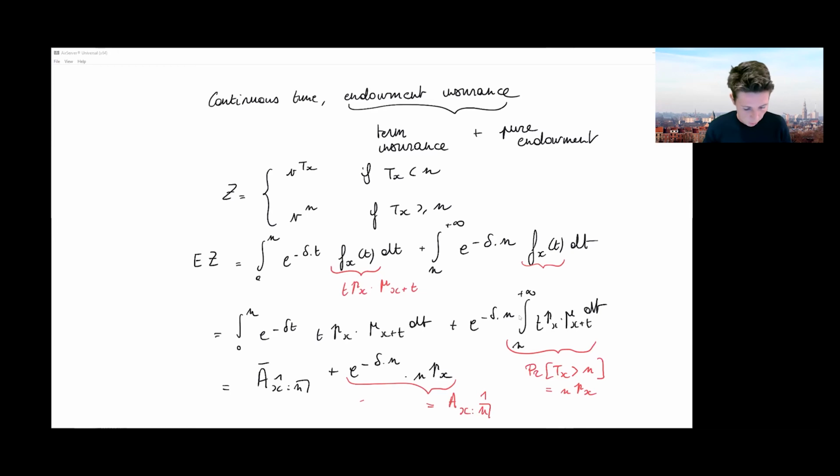So what do we have as expected value for the endowment insurance? I've got a term insurance, in this case in continuous time, plus the value of the pure endowment. And for the pure endowment, like we mentioned, it doesn't matter whether you reason in discrete time or in continuous time, that's going to be the same expression. Questions on this?